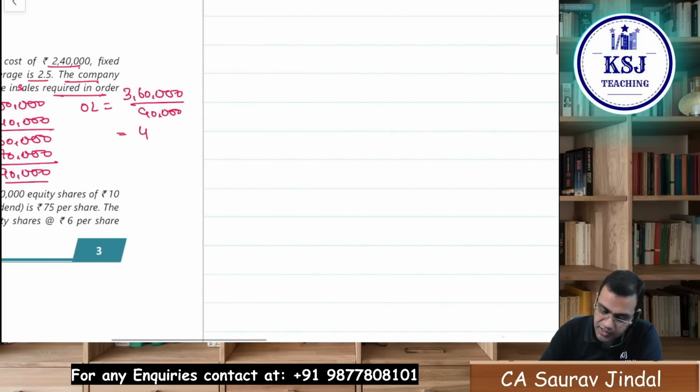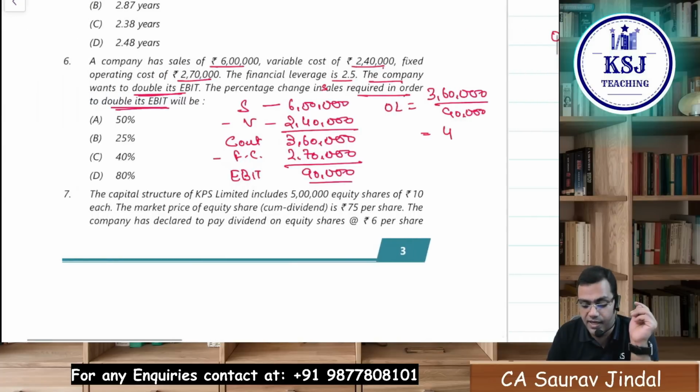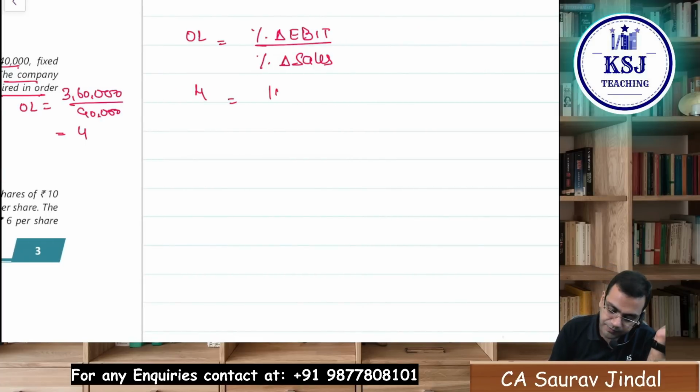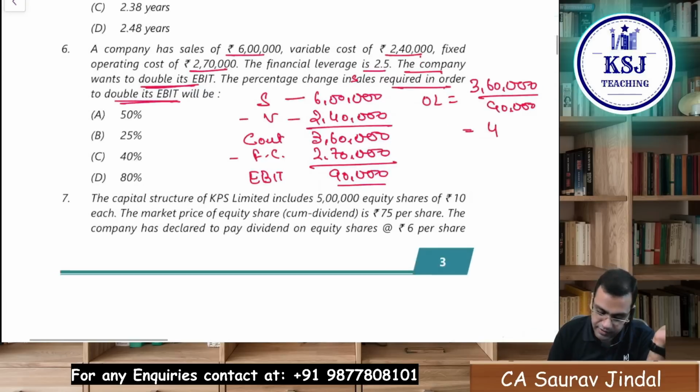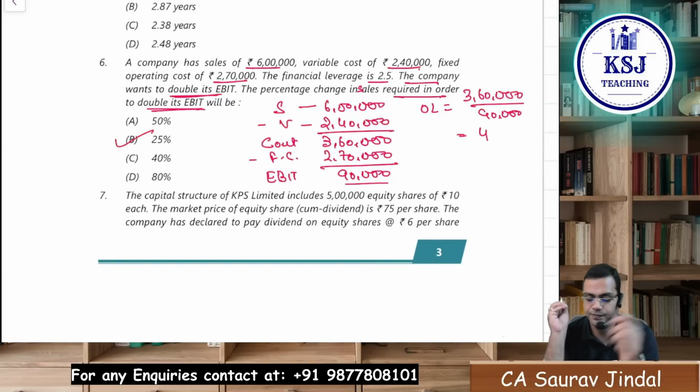And we have studied that operating leverage is the percentage change in EBIT due to percentage change in sales. So operating leverage is 4. What will be the percentage change in EBIT? They want EBIT to double, that means the percentage change will be 100%. So it will be 100% divided by percentage change in sales. From here we can calculate the percentage change in sales. That will be 25%. Right? That is option number B.